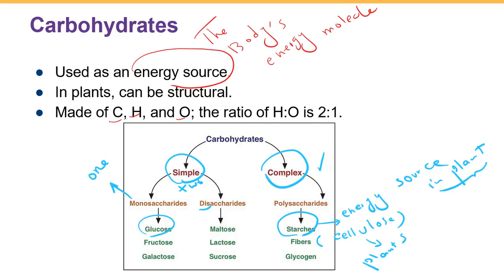The cellulose or fibers cannot be digested in our body as we do not have the enzyme to digest cellulose, but it's very helpful for our digestive system. Then we have glycogen, another polysaccharide or complex carbohydrate, which is the energy source in animal cells.